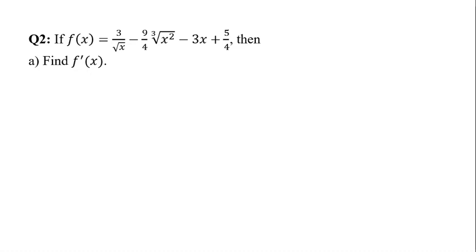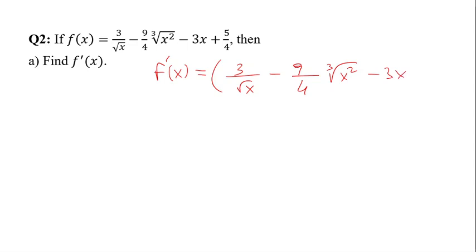Now it says f of x is this, then find f prime of x. Let's do it step by step. F prime of x will be the derivative of 3 over square root of x minus 9 over 4 times the cube root of x squared minus 3x plus 5 over 4. I will use this rule step by step again. If you don't want to wait for it, you can play forward.